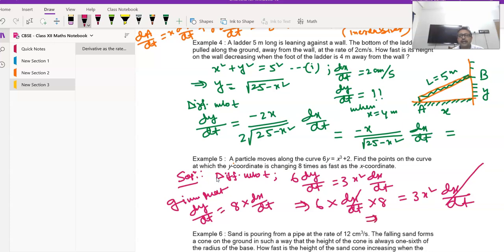From here, x is coming to be under root 16, that is 4. When x is 4, y is going to be 4 cube plus 2, 64 plus 2, 66 by 6, that is 11. This is the requirement of the sum. Just find the point. So the required point is going to be 4, 11.